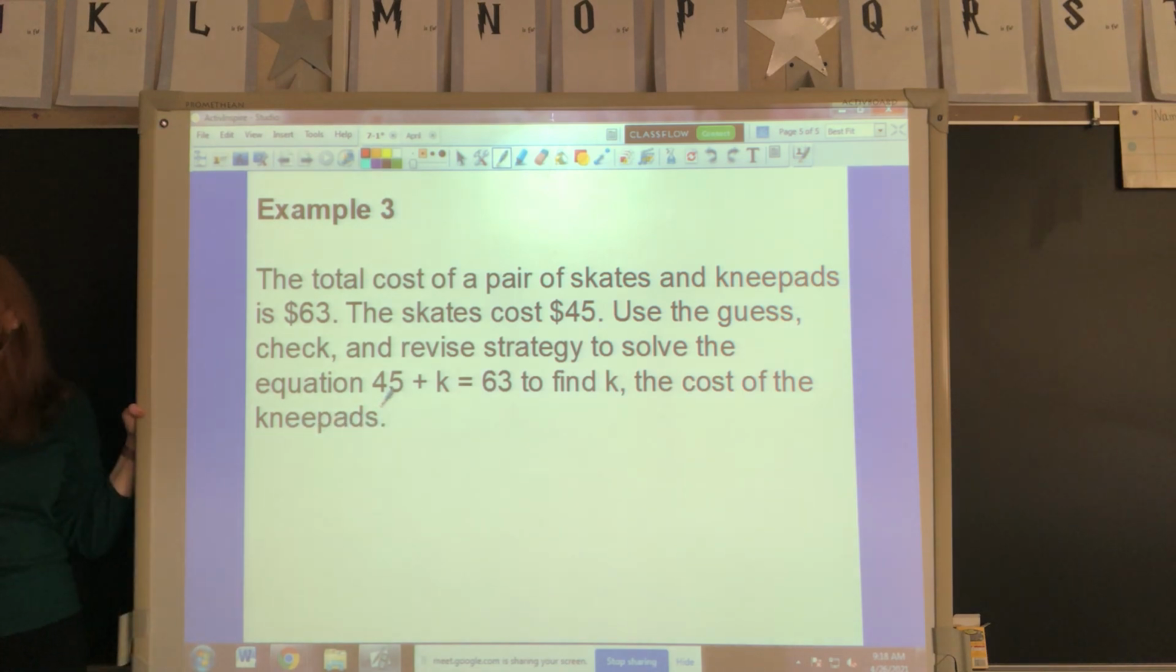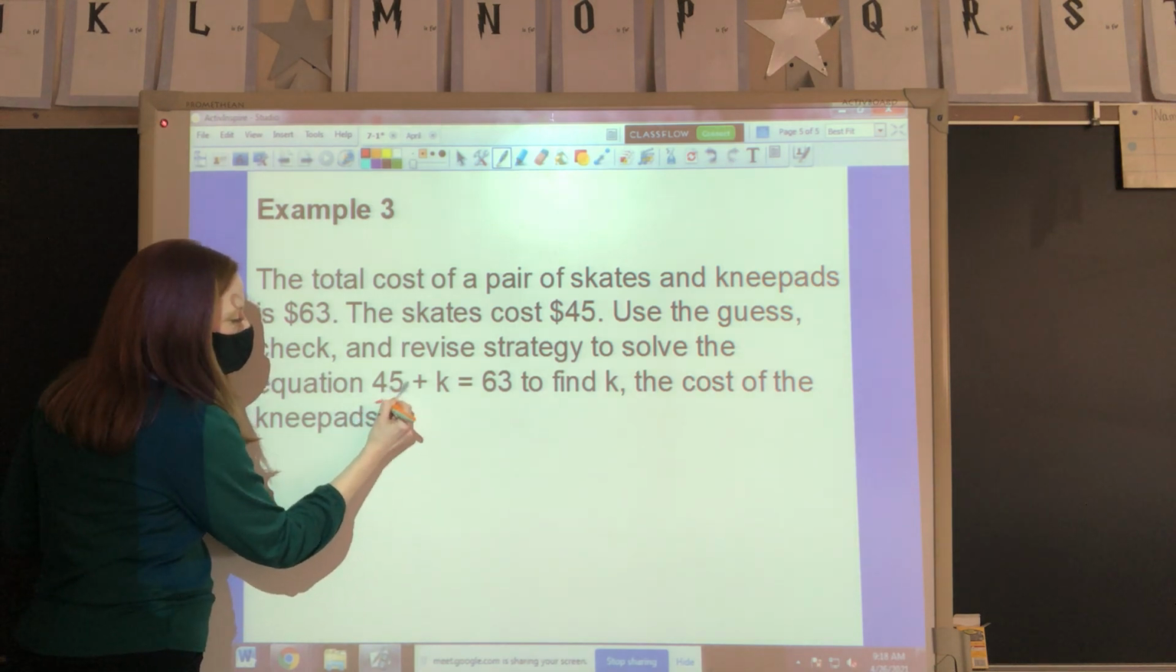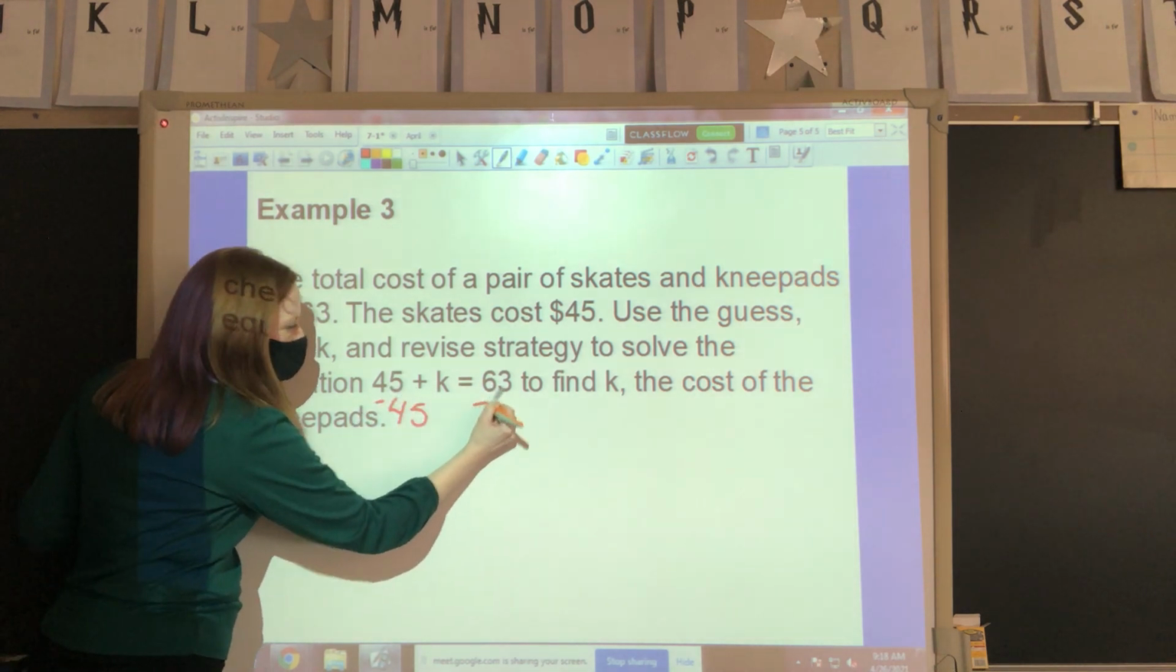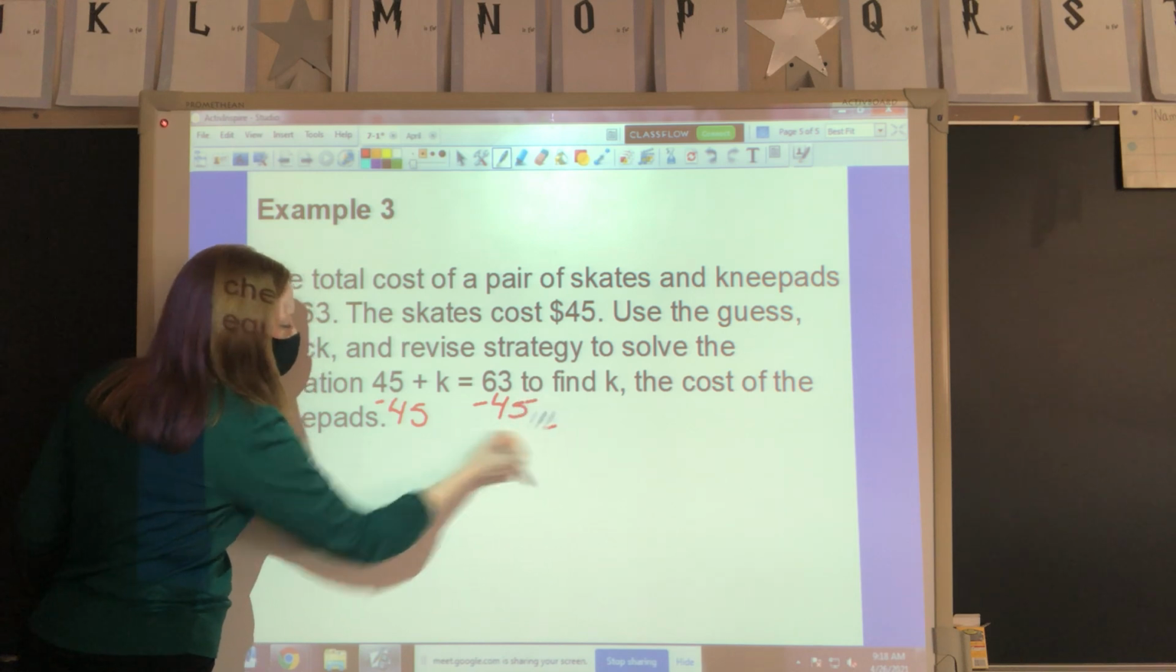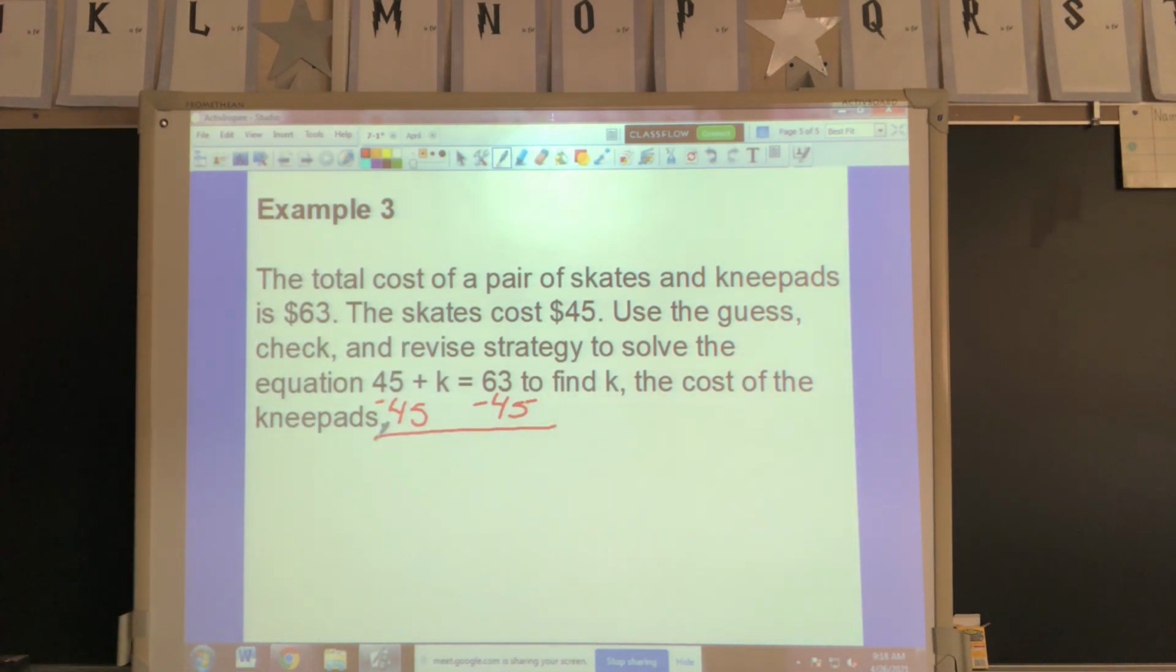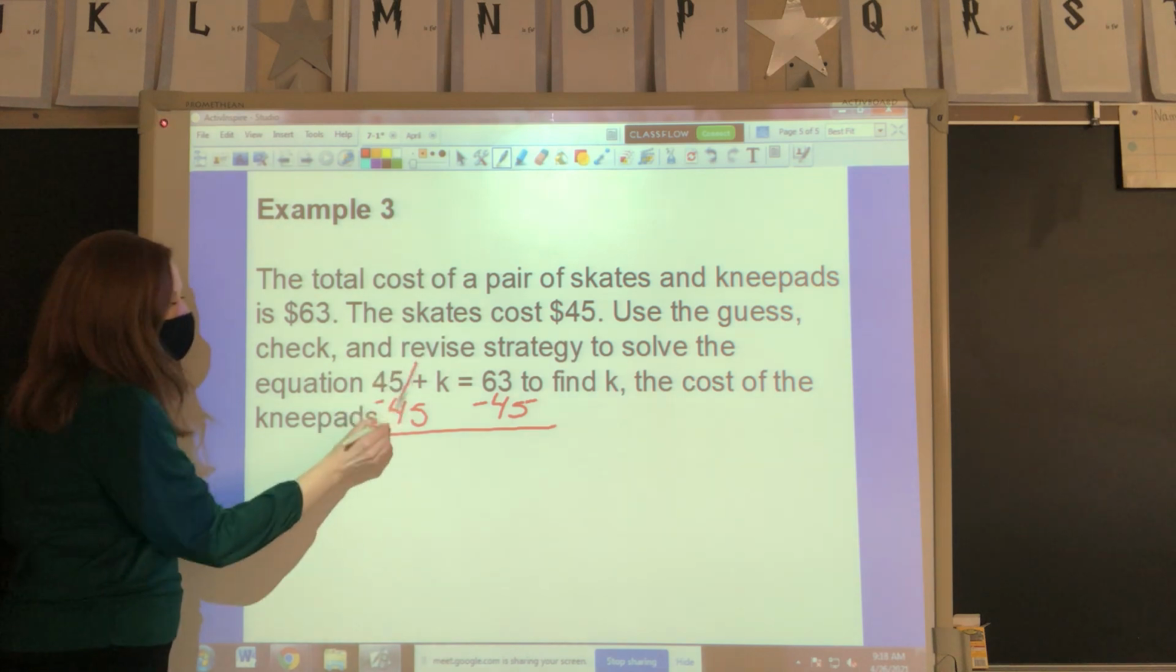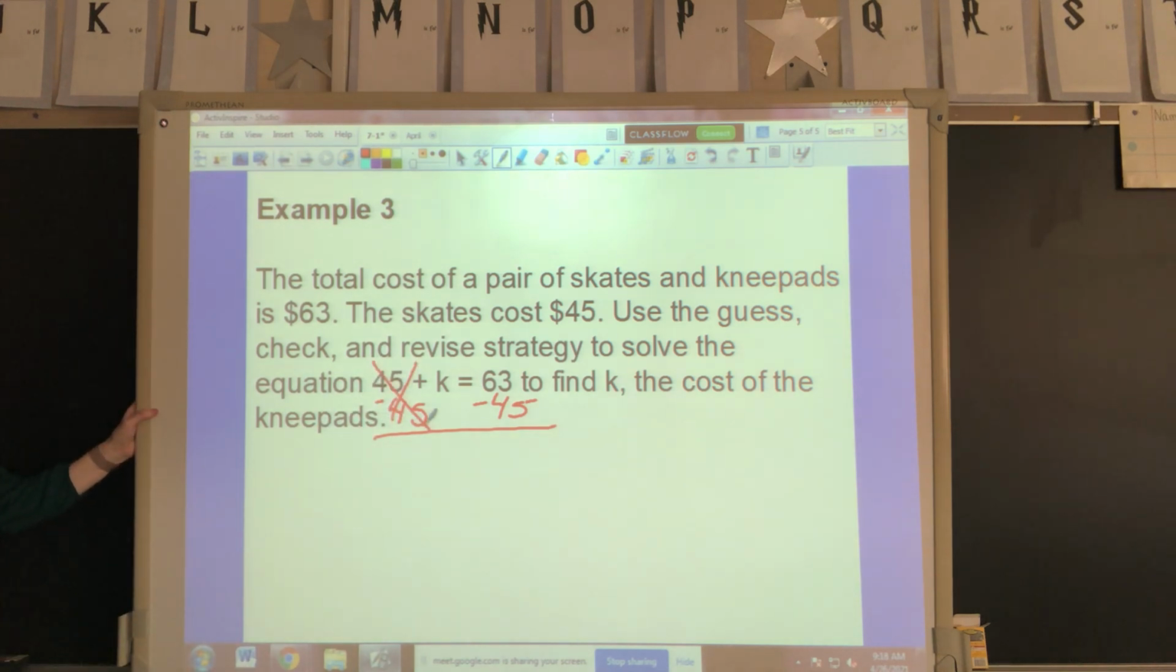Now we can't subtract K because we don't know what K is. We're trying to look for K. So we subtract 45 from both sides. Now we already know 45 minus 45 is 0, so we're just going to go ahead and cross that out. But we need to do 63 minus 45. So work it out.